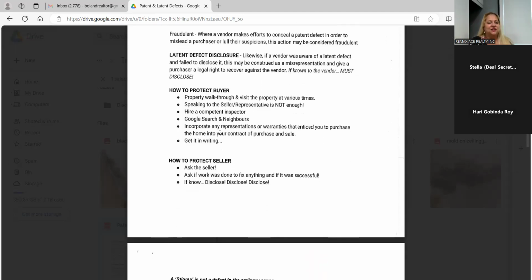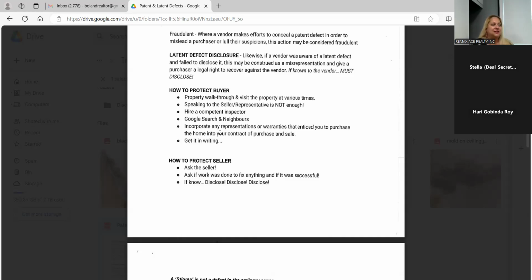So, latent defect disclosure. Likewise, if a vendor was aware of a latent defect and failed to disclose it, this may be construed as misrepresentation and give the purchaser a legal right to recover against the vendor. If known to the vendor, must disclose. I have a lot of clients who say to me, "Ooh, I don't know if it's a good idea to disclose it." You know what I mean? They can't see it. It's not really a problem. But even though you don't think it's a problem, the next person might, right?